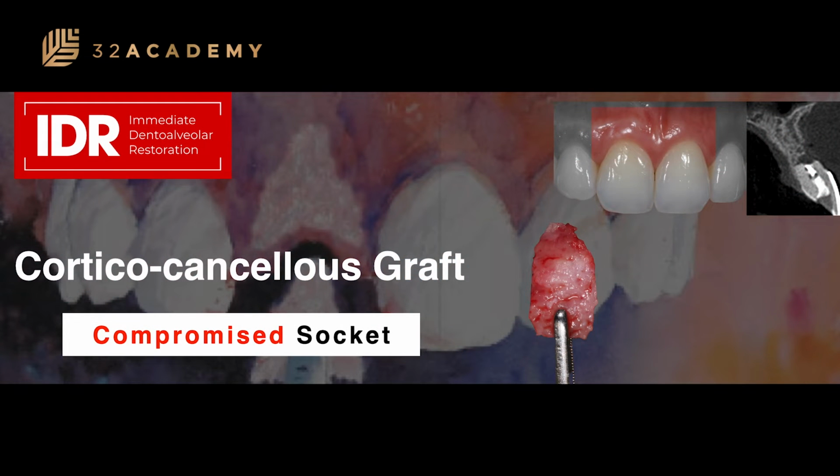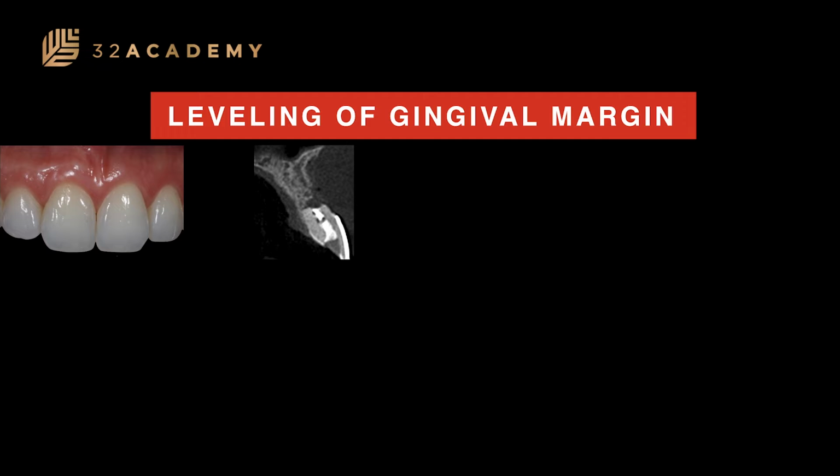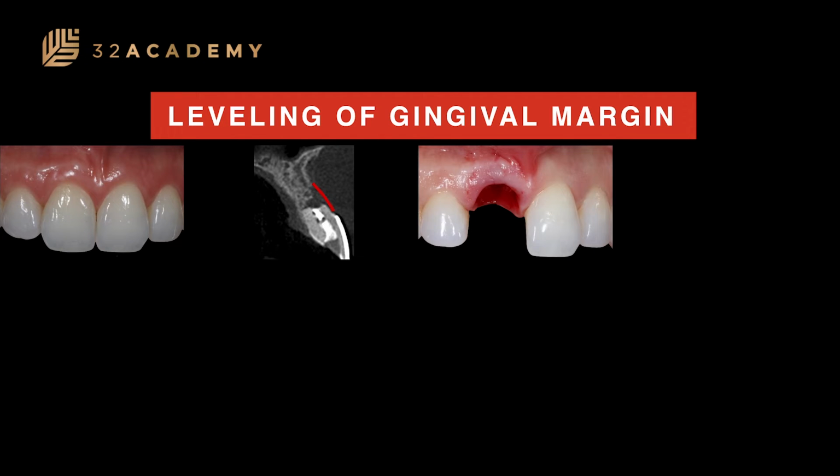Let's have a look at the main IDR protocol in the management of compromised sockets using corticocancellous graft. This patient had a problem in the upper right central incisor. You still have the gingival margin at the same level as the opposite side. The condemned tooth was the right central incisor. The patient lost completely the buccal wall, and we performed a minimally invasive dental extraction.